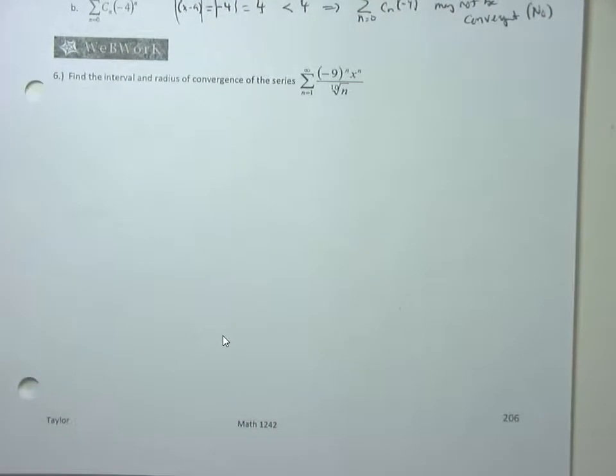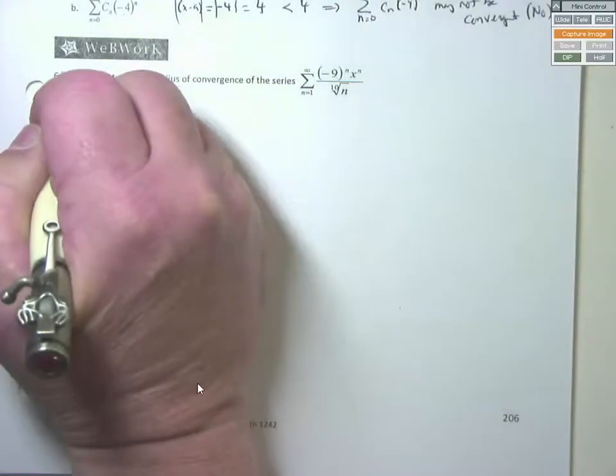So one last problem before we move on, and it's this problem here. It says find the interval and radius of convergence of this particular power series. It's the sum as n goes from 1 to infinity of negative 9 to the n times x to the n, divided by the 10th root of n. What are you going to use? When you hear these words on the test, and I guarantee you're going to hear them, here's a power series, find the interval and radius of convergence, typically what do you do? Ratio test. So you apply the ratio test to this guy.